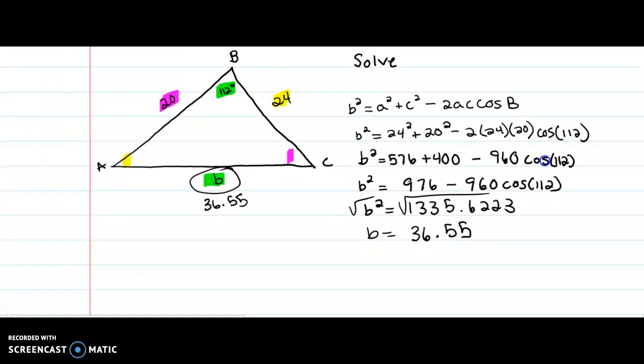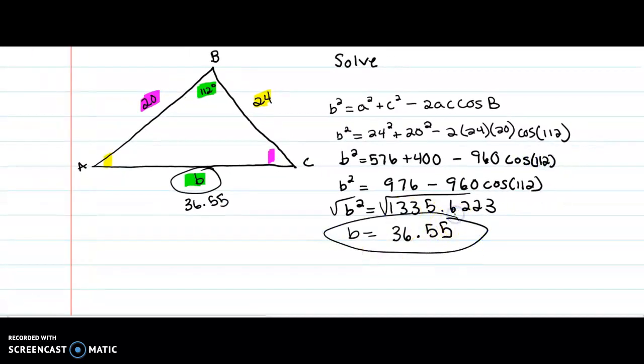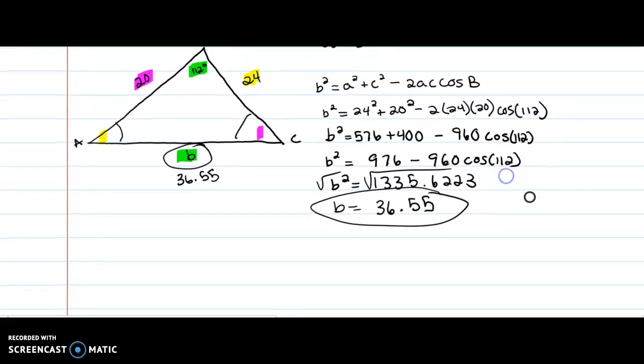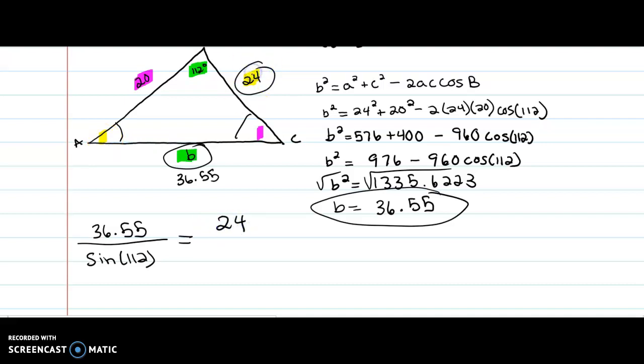Okay, awesome. So now that I solved for little b, to finish solving for this triangle, I have to solve for angle A and angle C. Well, now, since I have both pieces to an angle and a side, now I can use law of sines. So now I have this ratio of 36.55 over the sine of 112. Now here I'm going to solve for angle A first. So we're going to have 24, because that's the side that corresponds with angle A, over the sine of A.